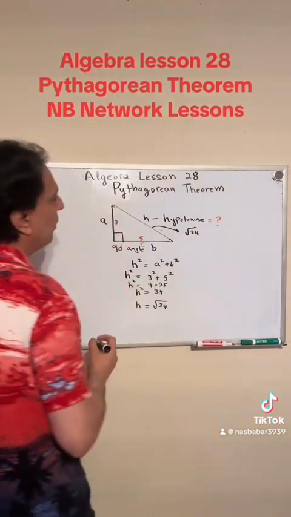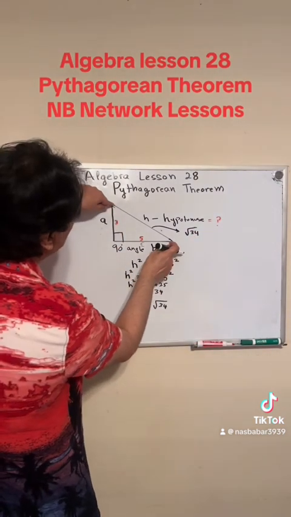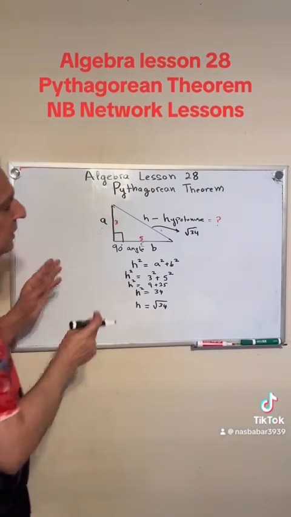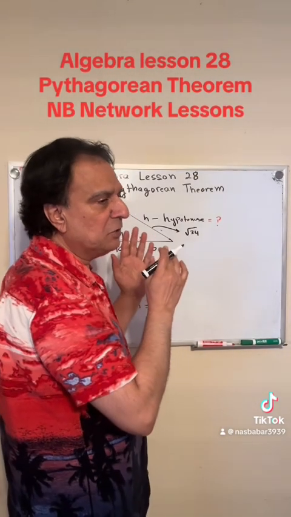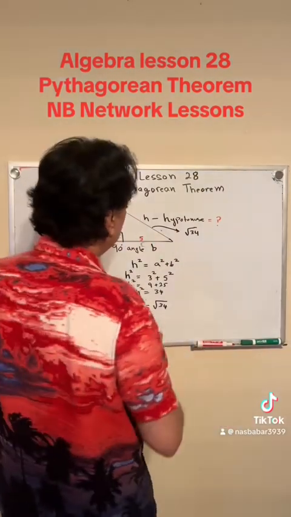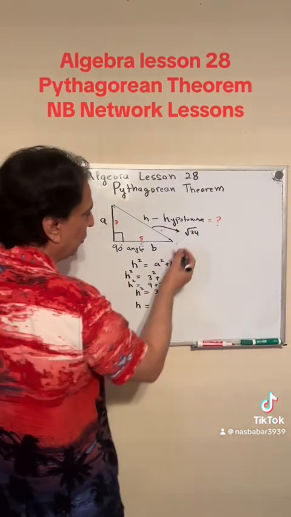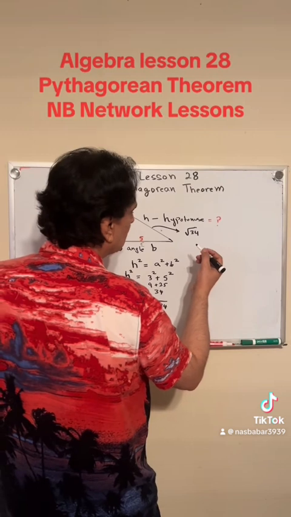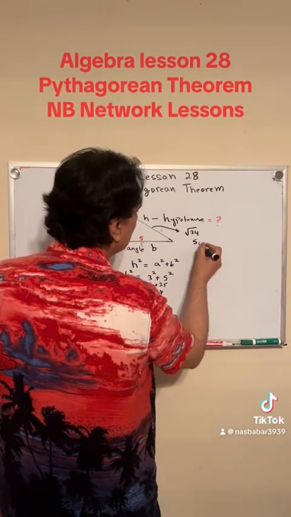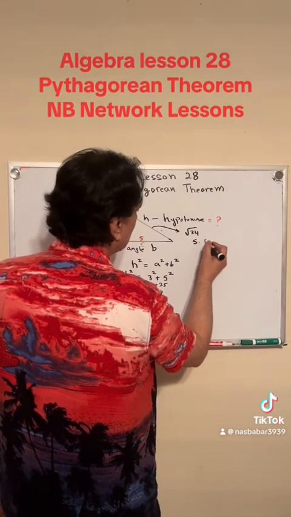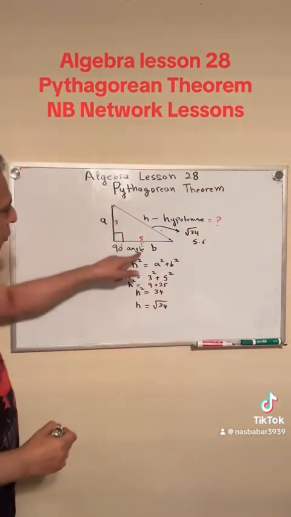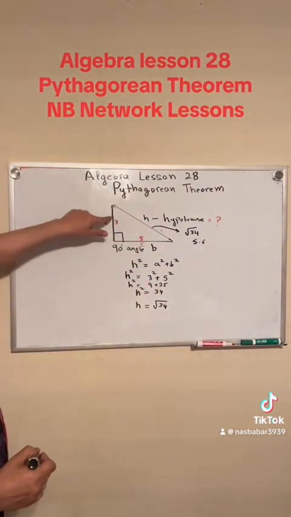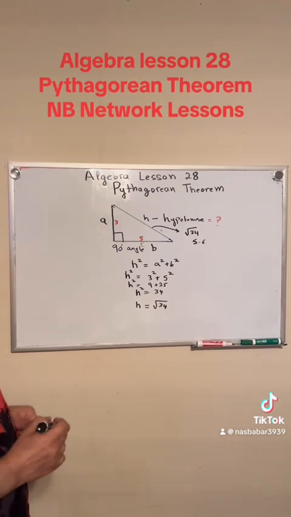Also, you will notice that the hypotenuse in a right angle triangle is the longest one in length. How do we know that? We know that because the square root of 34 is like 5 point something, I think 6, which is more than this 5, which is more than this 3. So that's how we know it.